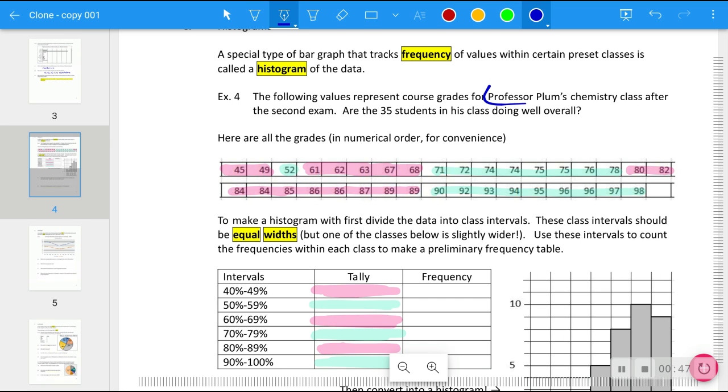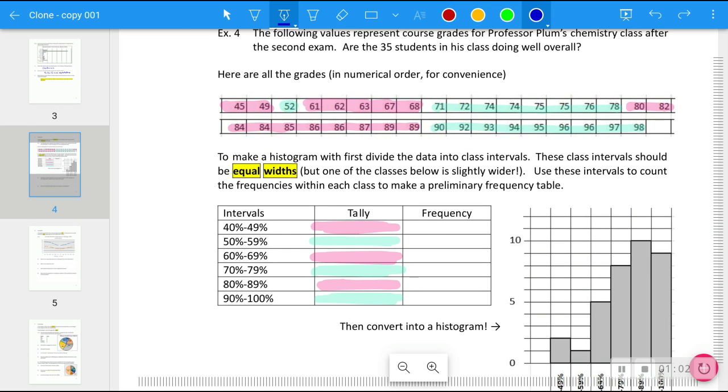We're looking at a chemistry class, Professor Plum's chemistry class, and these are his grades for a given exam. There were 35 students, and the exam grades are listed in order from lowest to highest here to make it easier. Okay, so you're going to just count the number in each category. To start with, in the first interval, we have two students that scored in the 40s. So they did very poorly, and we tally them and then write the frequency.